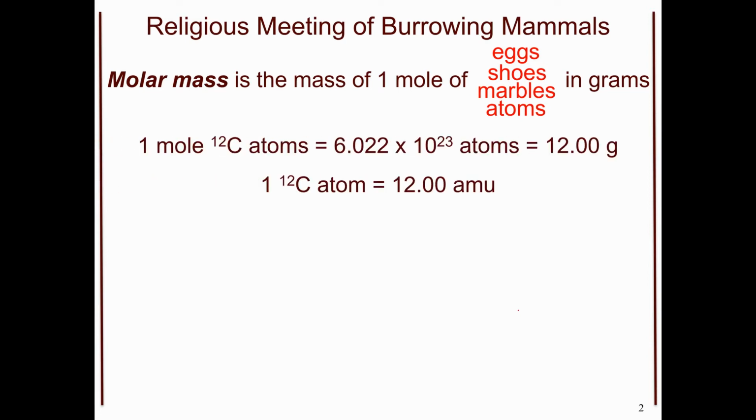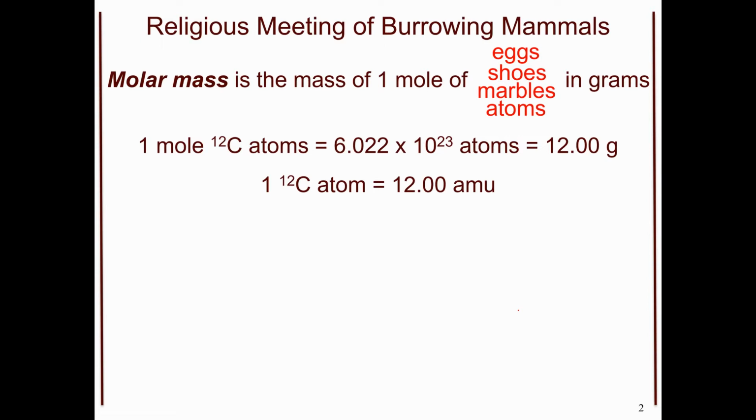So we ended up devising this unit: 1 mole of carbon-12 atoms. Remember that being 6.022 times 10 to the 23rd atoms of carbon-12 weigh 12 grams. Notice that when we are using the mole, we use the gram.